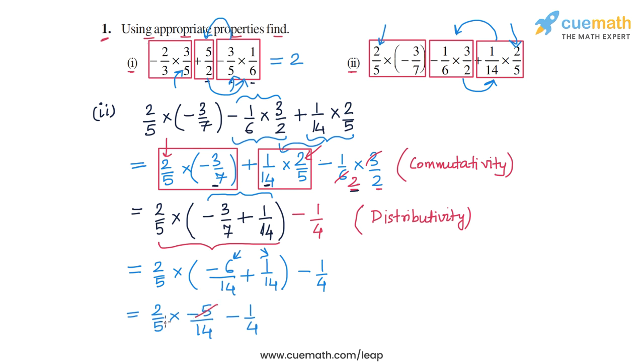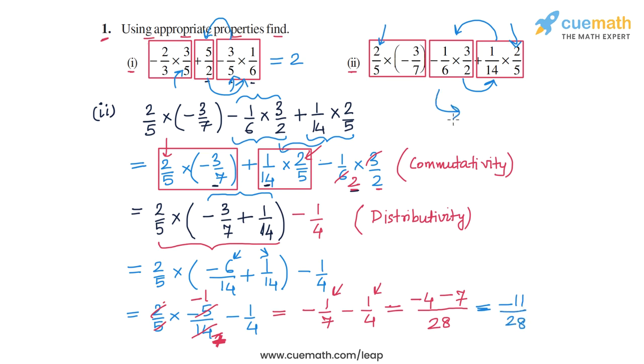Now let's simplify this. So minus 5 by 5 is minus 1. And 14 by 2 is 7. So we get minus 1 by 7 minus 1 by 4. And now we just need to take the LCM and combine these two terms. So 7 and 4 have an LCM of 28. And for this first numerator 1, we can write minus 4, and for the second numerator of 1, we can write minus 7. So we get minus 4 minus 7 by 28, and this is equal to minus 11 by 28. So the value of the expression in the second part is minus 11 by 28.